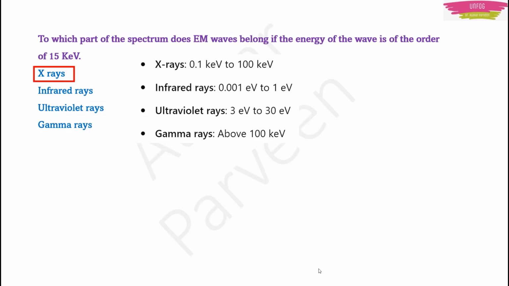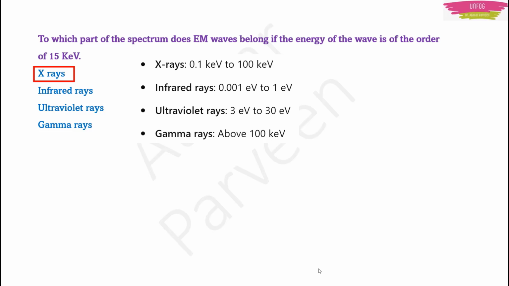whereas between infrared rays and UV rays, if you want to understand, infrared rays range from 0.001 eV to 1 eV, whereas UV rays range from 3 eV to 30 eV. Just have an idea about this range. This will help you, because 15 keV will lie between 0.1 keV and 100 keV, right? So our answer is X-rays.